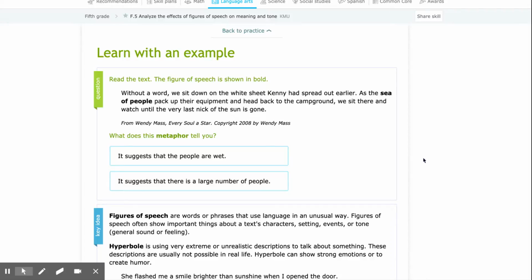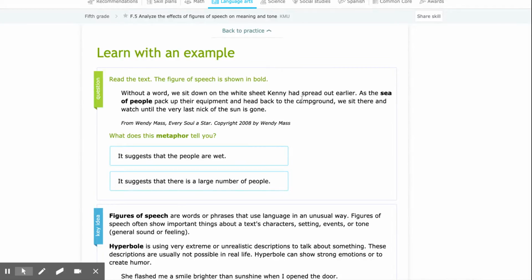What does this metaphor tell you? Specifically the one in bold, sea of people. Is it telling you or suggesting that the people are wet? Or is it suggesting that there is a large number of people?